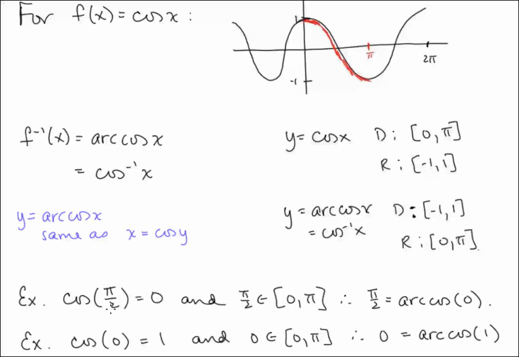We know that cosine of pi over 2 is equal to 0, right? That's on our graph here. Cosine of pi over 2 is equal to 0. And we also know that pi over 2 is within this domain, 0 to pi. Therefore, we can say pi over 2 is equal to arc cosine of 0. Similarly, cosine of 0 is equal to 1, and 0 is within the interval 0 to pi. So we can say that 0 is equal to arc cosine of 1.